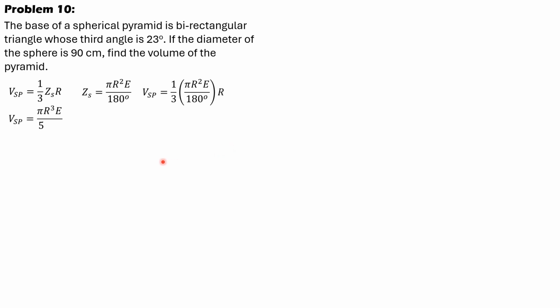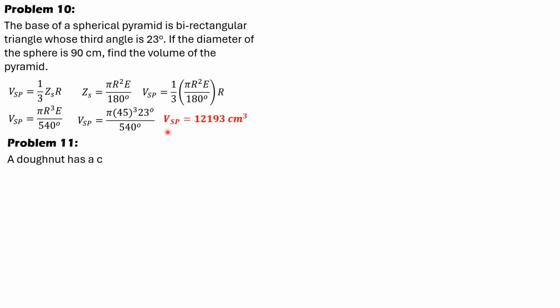So substituting everything, R is 45 and the spherical excess E is 23 degrees. So the volume of the spherical pyramid is equal to 12,193 cubic centimeters.